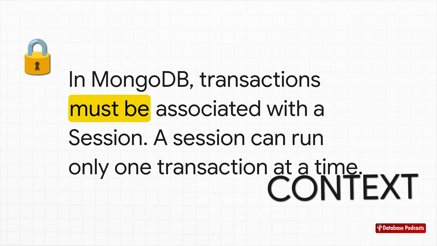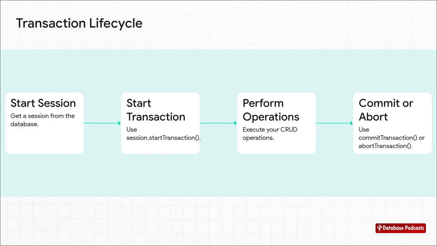Here's the number one rule you gotta remember. Every single transaction in MongoDB has to live inside what's called a session. Just think of a session as the context, or the container, that's tracking your sequence of operations. And you can only have one active transaction per session at a time, which is great because it keeps everything nice and clean. The whole lifecycle is basically a 4-step dance.